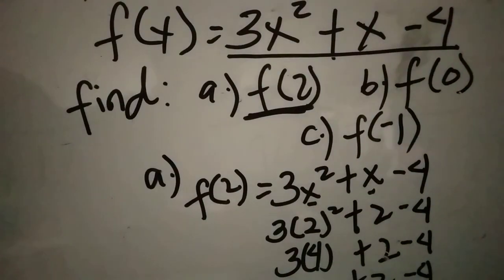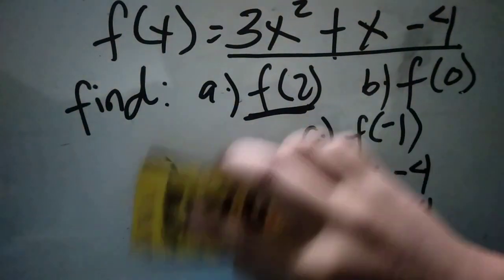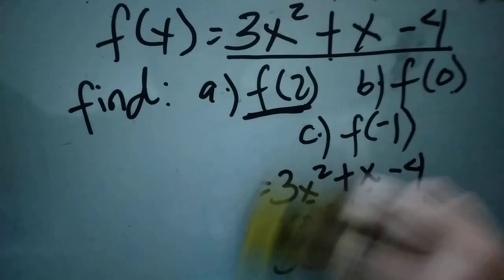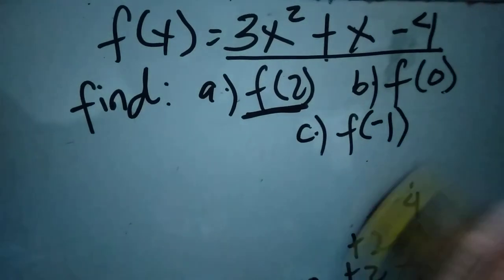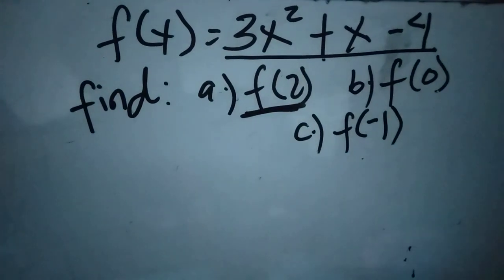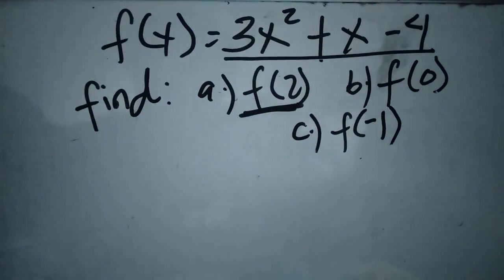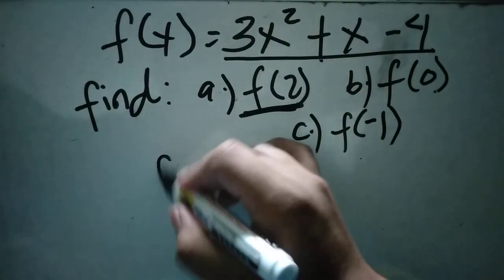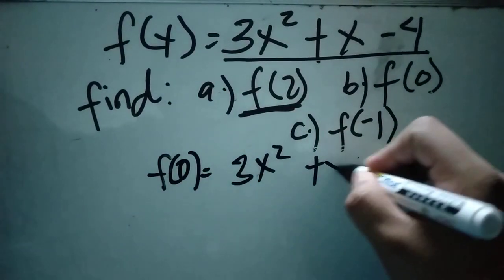How about if f is 0? Okay, how about if f is 0? So, same process pa rin. F of 0 is equal to 3x squared plus x minus 4.